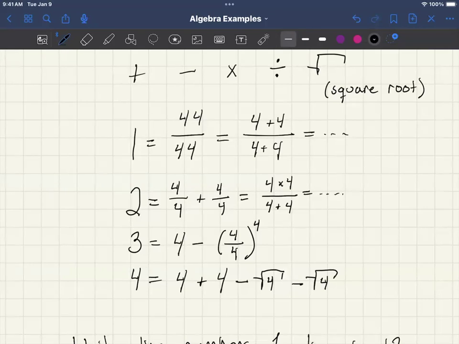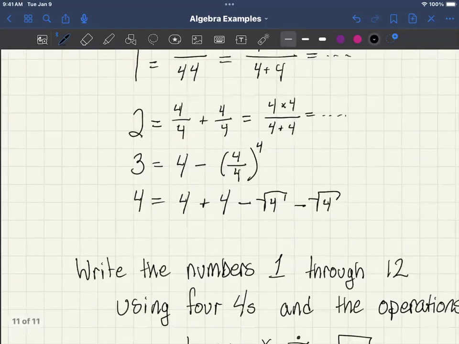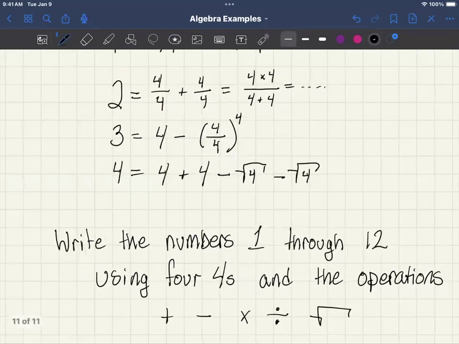Okay, so my challenge to you all is to write all the numbers 1 through 12. So that's a whole heck of a lot. We can get all the way up, 5 through 12, using 4 4s and the operations that we talked about. We will go through some examples where we can get 5 through 12 next week. I hope you post some of the solutions that you got, and we can chat about it next week.